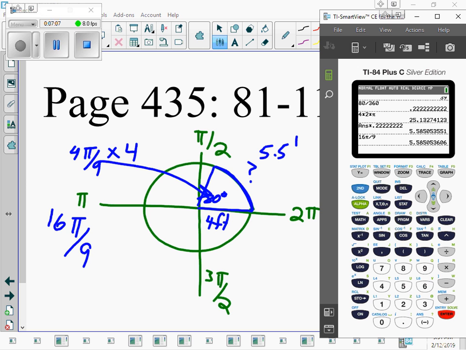So on your assignment, 81 through 87, find the exact length of the arc made by the indicated central angle and radius of the circle. So all you do is theta times r. That is the arc length formula in radians. In degrees, it's more complicated. You have to times it by pi and then divide it by 180. Okay? And then the next set says, find the area of the circular sector given the indicated radius and central angle.